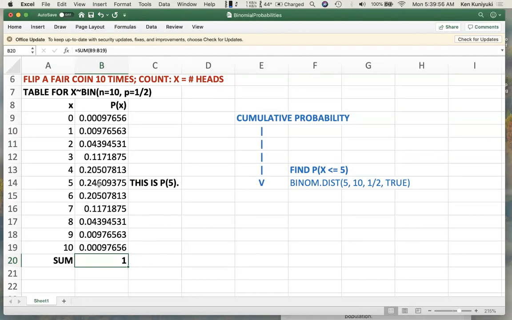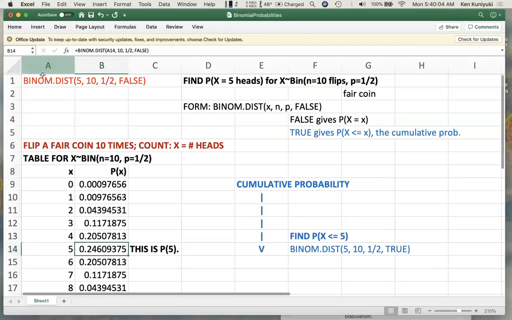All right, now let's say that you wanted to find P of 5 in particular. Well, remember there was the old binomial formula from before. We could use Excel, find the probability that x, the number of heads, is 5, where x has that binomial distribution. The command is binom.dist. X equals 5, that's the number of successes or heads you're looking at. N equals 10, that's the number of flips or trials. P equals 1/2, that's the probability of heads, a success. And we put false here because we want a particular probability, not a cumulative probability.